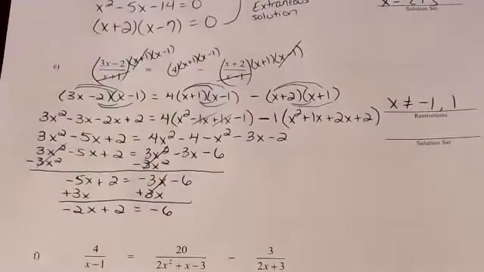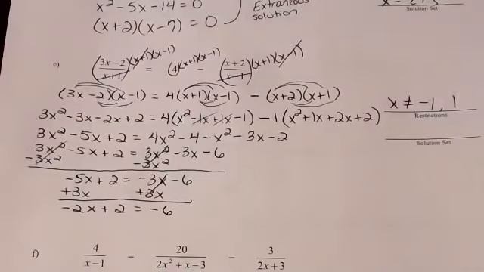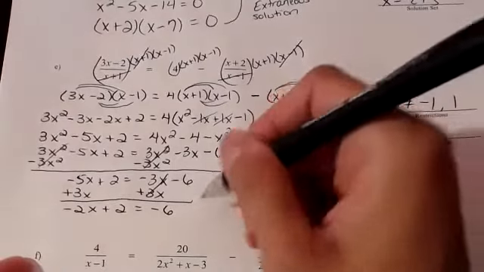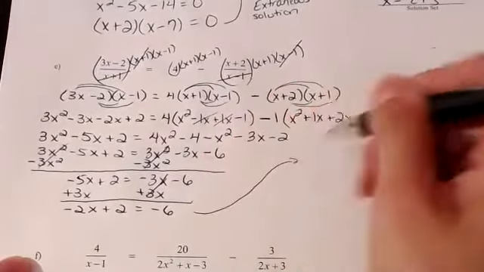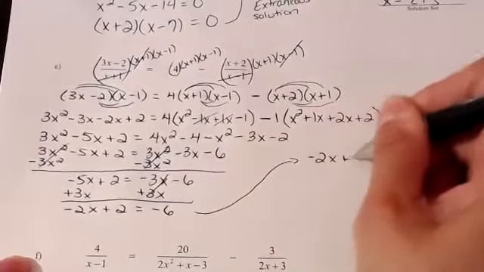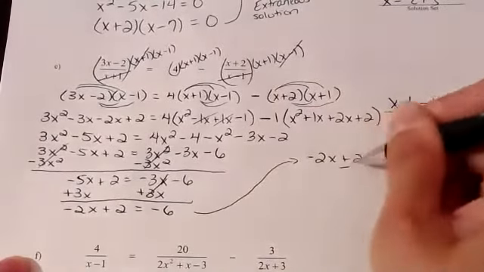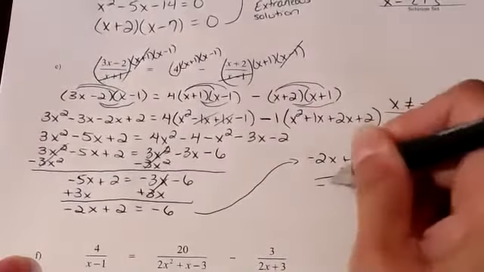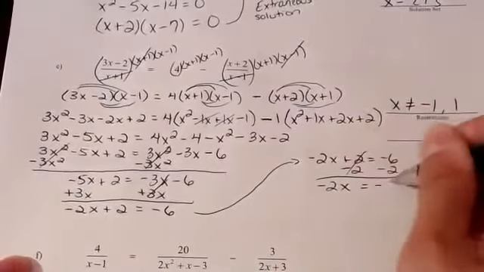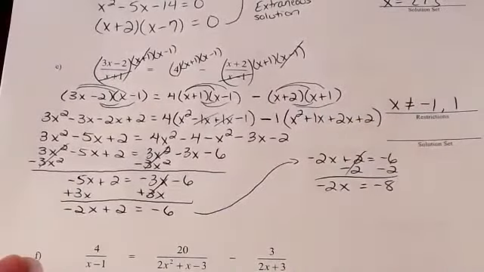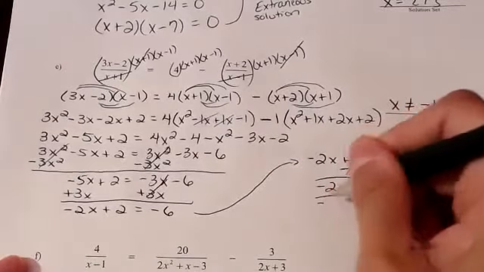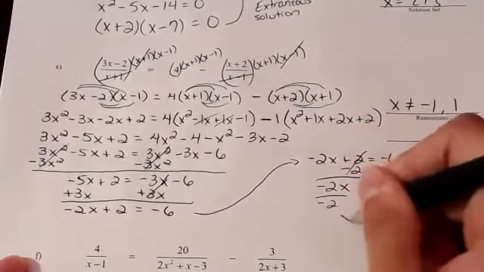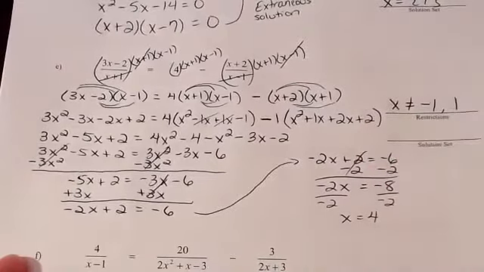Beautiful. And last, or second, I can't even talk. Keep going. I would move that 2 over. Yes. Let me just scoot this here so we can see what's going on. So we're going to move the 2 over. -2x is equal to -8. Divide by -2. Perfect. And we get that x is equal to 4.